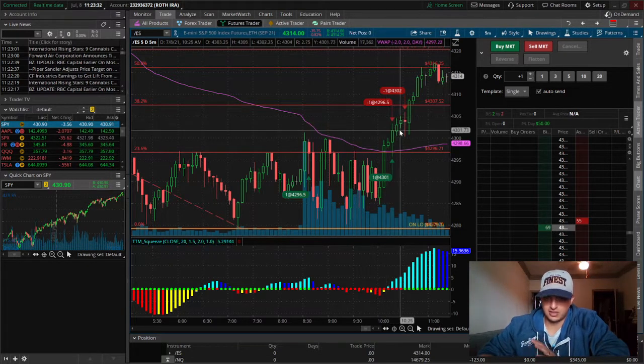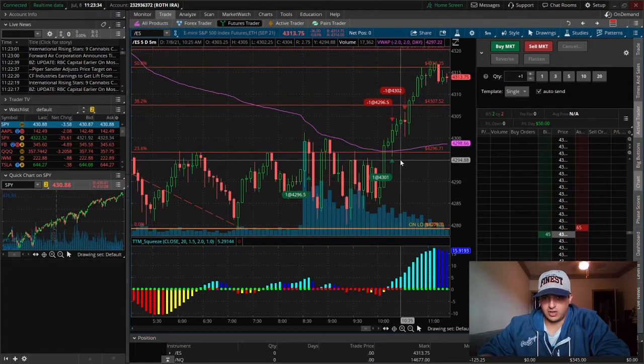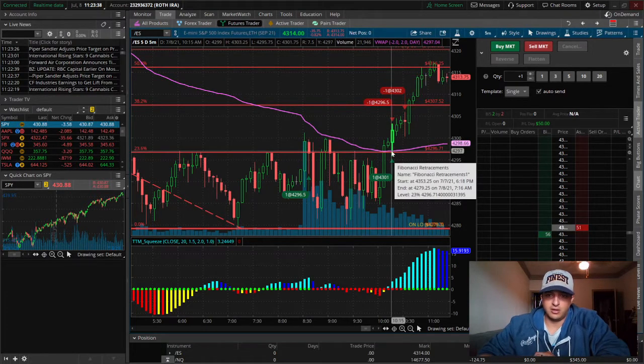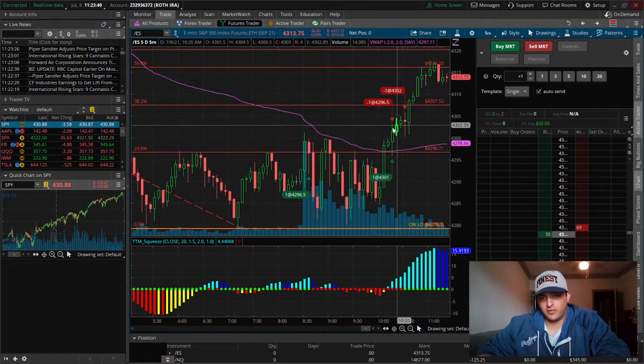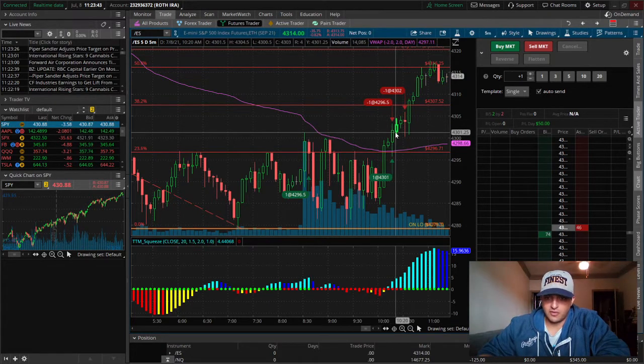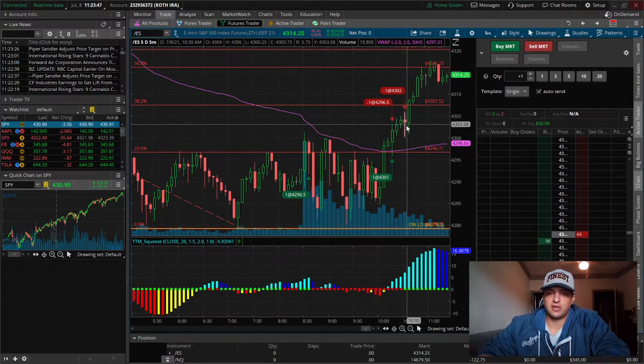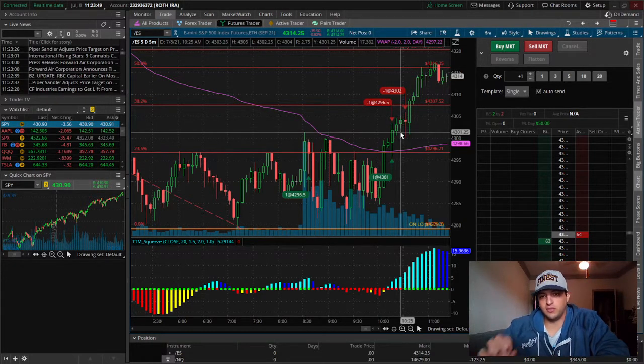Actually, I'm sorry, that was the second one, but the first one kind of just trailed it up and it nicked me out. I had my stop below the VWAP, so I looked for another entry. It did re-break this 4,300 level, so that's where I wanted to be, 4,300. I re-entered, and like I said, that first target was 4,306.